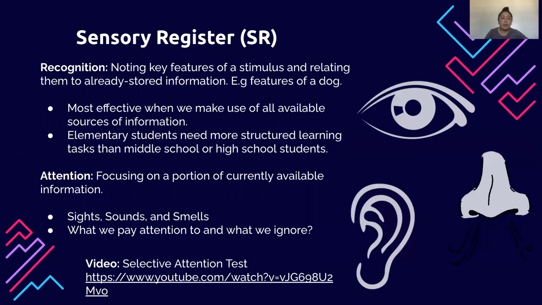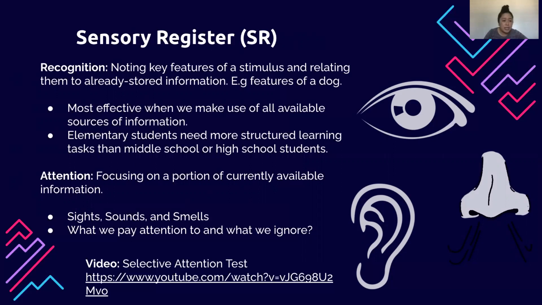So just to share brief information on sensory register. It takes in sensory information through your 5 senses: sight, hearing, smell, taste, and touch, and holds it for no more than a few seconds. There are 2 main areas of sensory register, which is recognition. The important point to remember is that recognition and meaningful processing of information are most effective when we make use of all available sources of information.